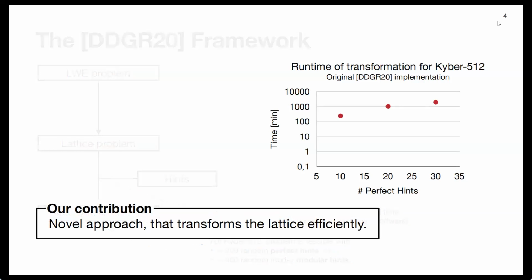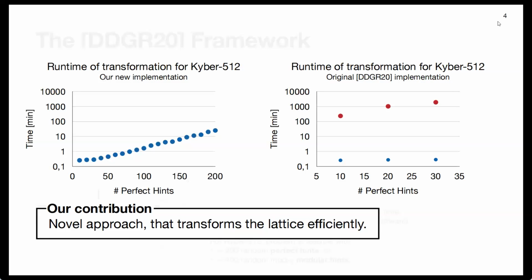So what we did basically, we made this transformation efficient. These blue dots are the runtime of our approach. You see, this is the log scale, and we have a huge gap. For instance, for 30 hints, the old implementation took more than 1,000 minutes, and we require less than 1 minute. Because it is much more efficient, it now allows us to really go up to a large number of hints. Here, now you can see it. We can easily go up to like 200 perfect hints and get into this regime where lattice attacks really become feasible. And even for 200 hints, I think it was half an hour.